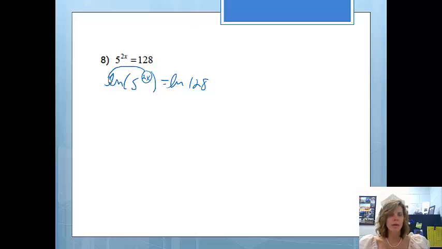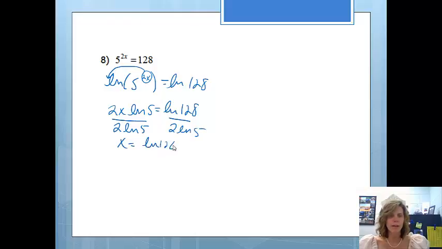And then we have a power, so we're allowed to bump our power out front. So we're going to have 2x natural log of 5 equals the natural log of 128. And then from here, if I want to get the x by itself, I'm going to have to divide by the 2 and the natural log of 5. So 2 natural log of 5. So x will equal the natural log of 128 divided by 2 natural log of 5. So that would be an okay answer. Or if you wanted to work it out as a decimal, you should get, I believe, 1.035 accurate to 3 decimal places.